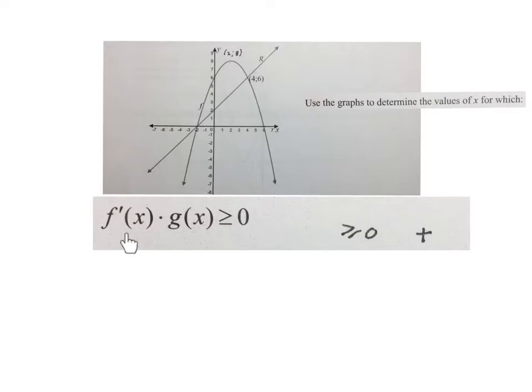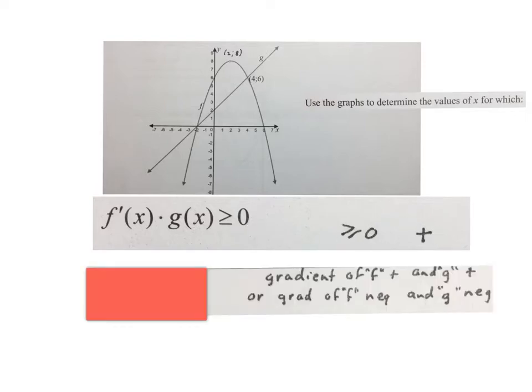Here is our last inequality, and again it says, where is this bigger than or equal to 0? Find the x values. It's a multiplication inequality, and that means the bigger than or equal to 0 means positive. That means they want to know for which x values is the gradient of f positive and the graph of g positive, or the gradient of f negative, at the same time g itself is negative. The gradient of f is positive on this red part, and at the same time the g of x is positive for these x values.